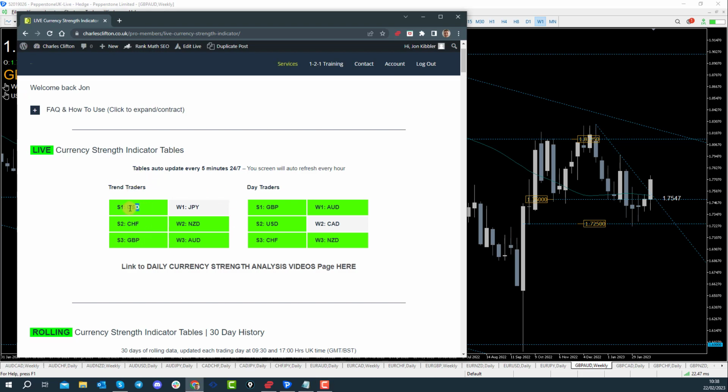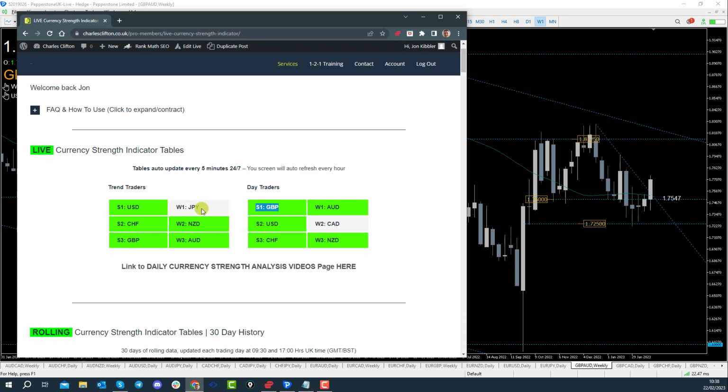Well, the tables are telling us that the dollar remains the strongest currency on the trend traders, but is only the second strongest currency on the day traders. The Swiss franc is the second strongest on the trend traders, but only the third strongest on the day traders. The pound is the third strongest on the trend traders and tops our day traders table.